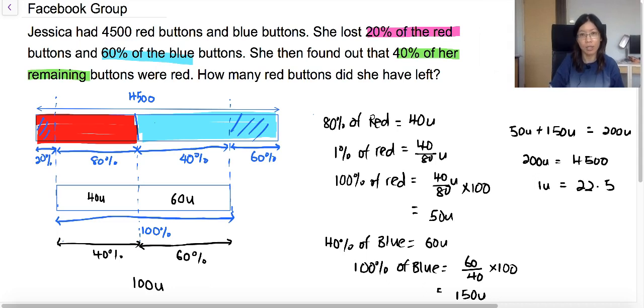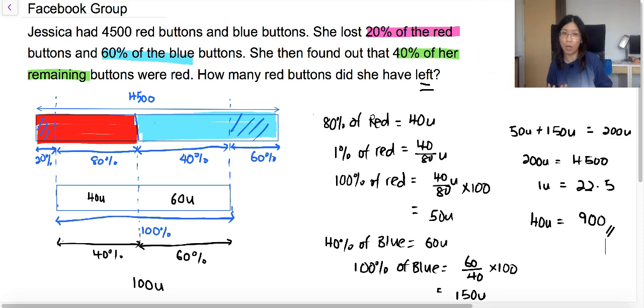And what is the question asking for? How many red buttons did she have left? The number of red buttons left is 40 units. So 40 units is 40 times 22.5. Your answer is 900. So using the model can actually guide you along and provide you with a better understanding of this fundamental.